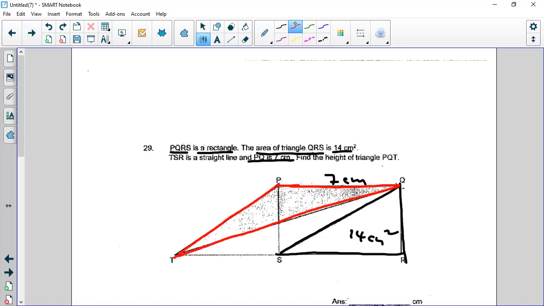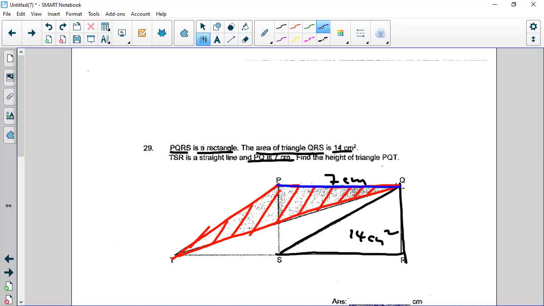This triangle is not a right angle triangle. But can you draw it into a right angle triangle? Remember that there's a lesson on how to draw a right angle triangle that has the same area as this triangle. So how do you draw it? You draw the same base. Okay, same base. And where's the height?